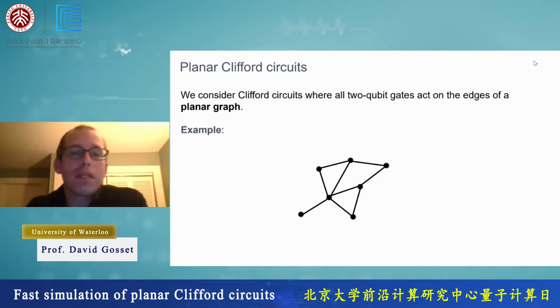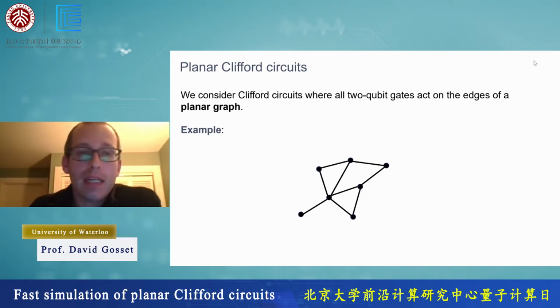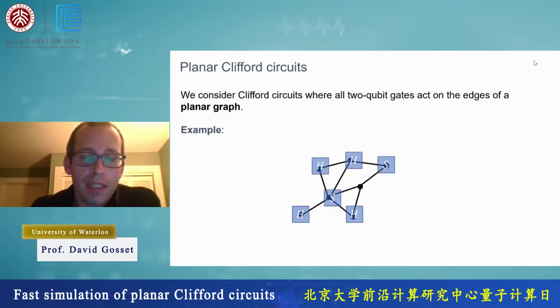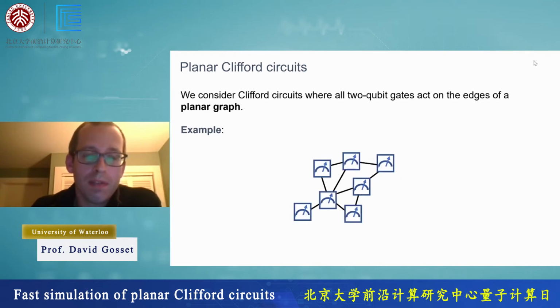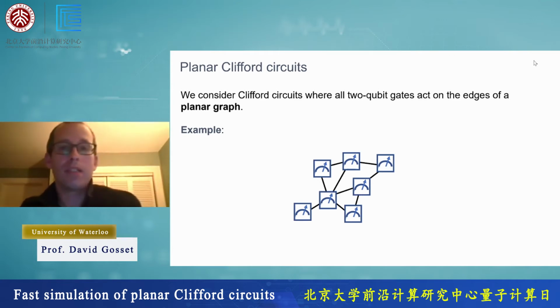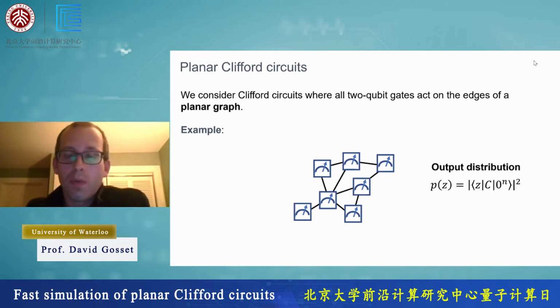So we consider Clifford circuits where all of the 2-qubit gates act on the edges of a planar graph. So for example, you might have a qubit at each vertex of this graph, and then you might apply some single qubit Cliffords, and then you might apply some controlled-Z's to nearest neighbor qubits, and then more single qubit Cliffords, and then you might measure. So that's an example of a Clifford circuit with nearest neighbor gates on the edges of a planar graph. We're going to be interested in the output probability distribution, which is just, you apply this Clifford circuit with a planar geometry and then measure in the computational basis.